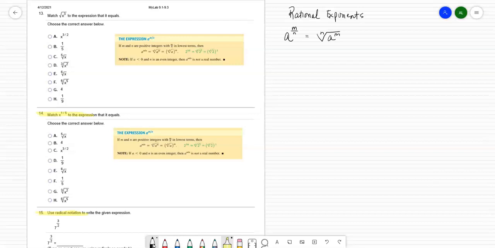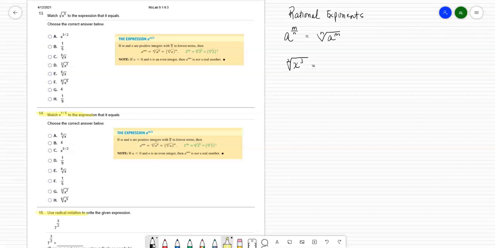You see this? You see how the denominator of the rational exponent is now the index. The numerator of that rational exponent is the exponent. So we can interchangeably rewrite an expression that has a rational exponent into a radical expression. So let's look at number 13. We have the square root of x to the third. Now, if you need to put the 2 there so that it reminds you that it's the square root, that may be helpful.